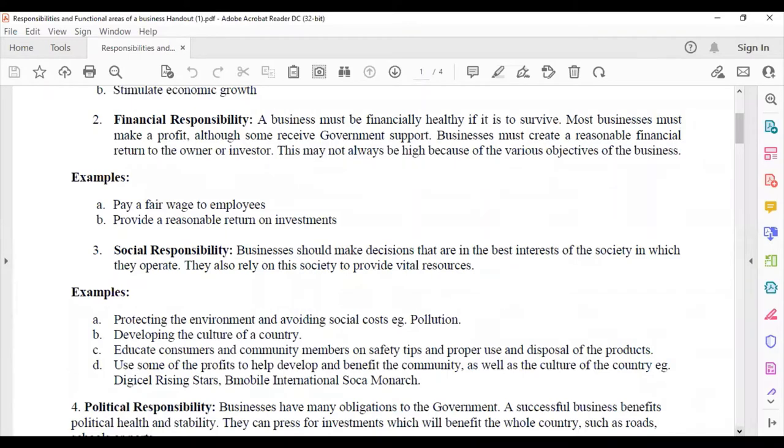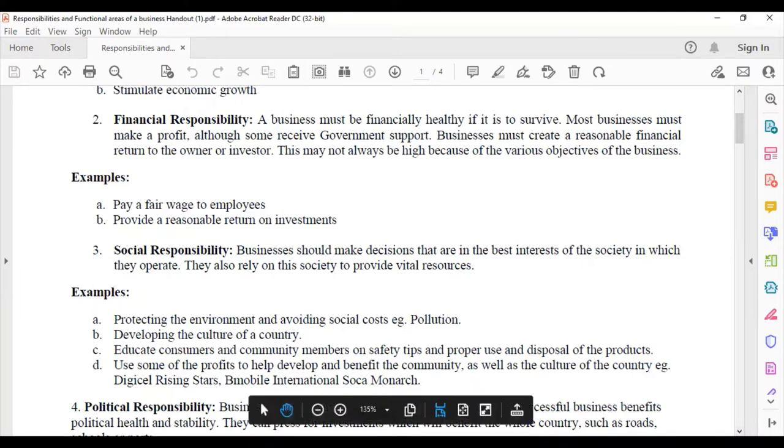All right, now it may not always be high because of the various objectives of the firm, but these are some of the financial responsibilities of the business. One, to pay fair wages to employees, and two, to provide a reasonable return on investment to the owners.